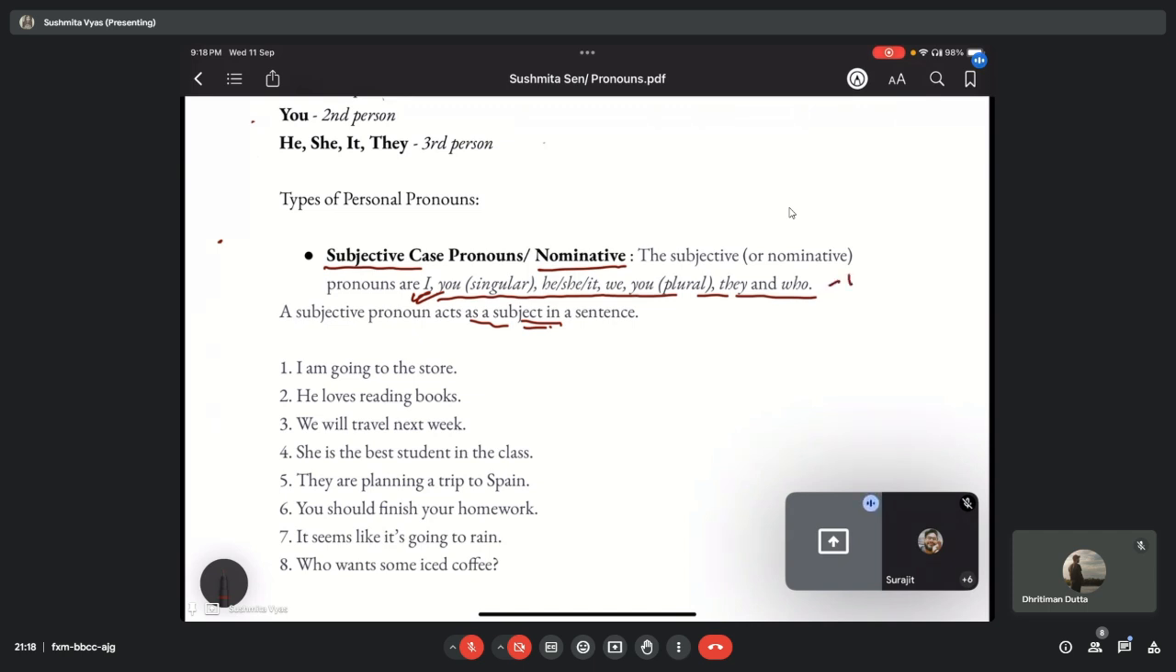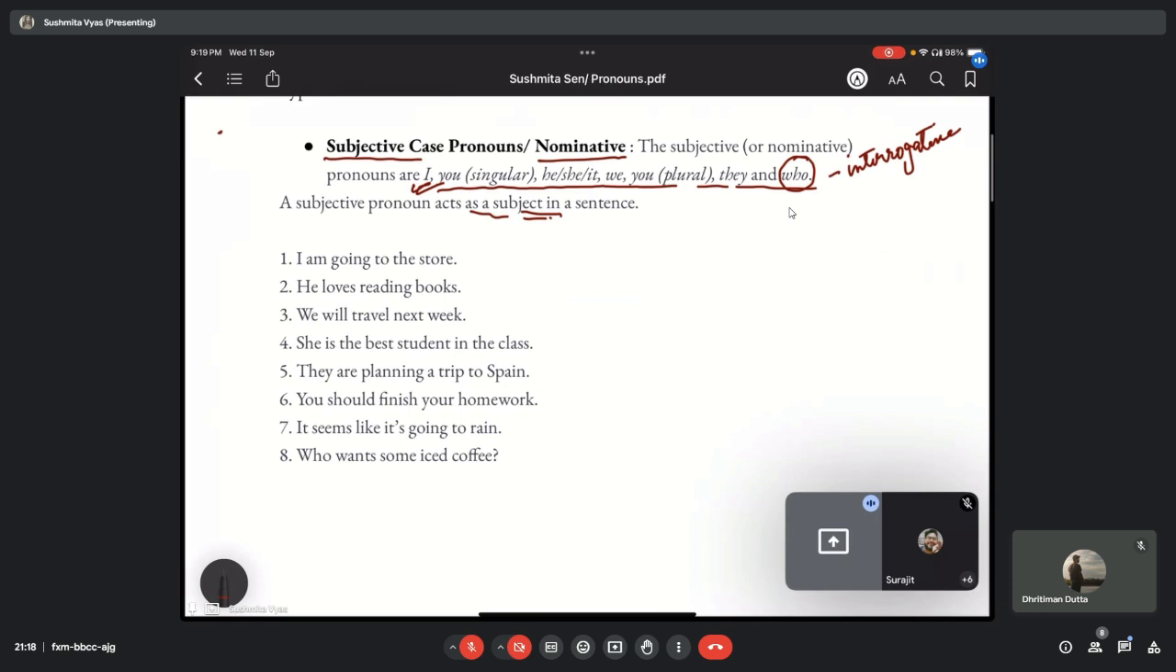Who comes in the case of interrogative pronoun. When we study interrogative pronouns, at that point we will look at this example, who. Okay. The subjective case pronouns, these are some of the examples.